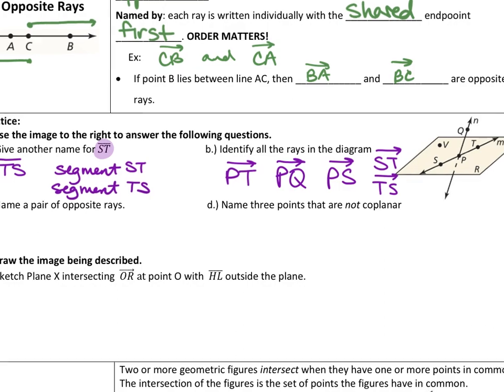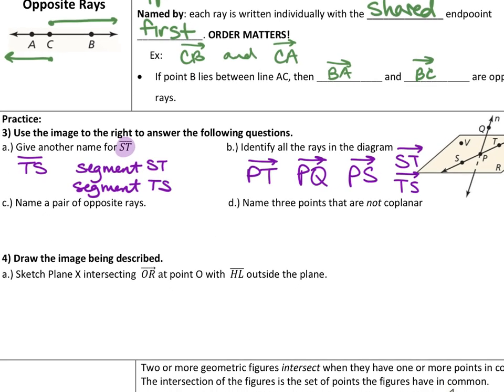But if we go a step further and we want to just name a pair of opposite rays, which one of the ones that we wrote down on part B are opposite of each other? So they need to be opposite of each other and start at the same point. So which ones up there that we listed start with the same letter and go in opposite directions?